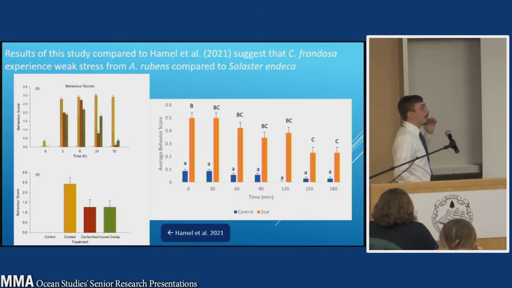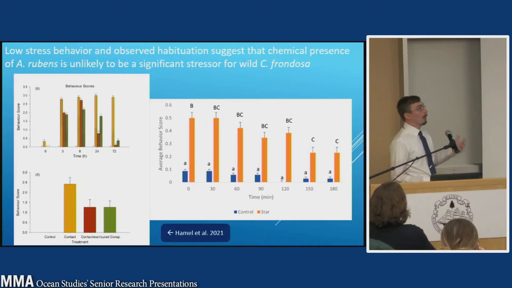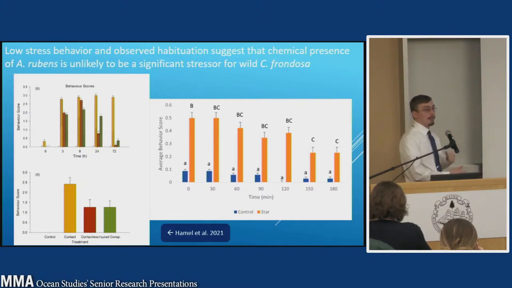So this species is considered a higher priority threat by the sea cucumber, and it exhibits more stress in its presence. Both my study and Hamel also observed evidence of habituation, which is that over the course of the study, the sea cucumber starts decreasing its stress while the exposure is still ongoing. It's becoming accustomed to the presence of this chemical cue in the water.